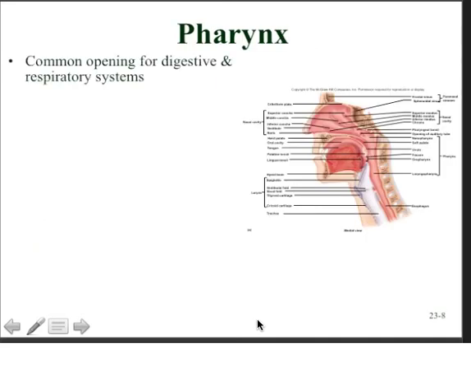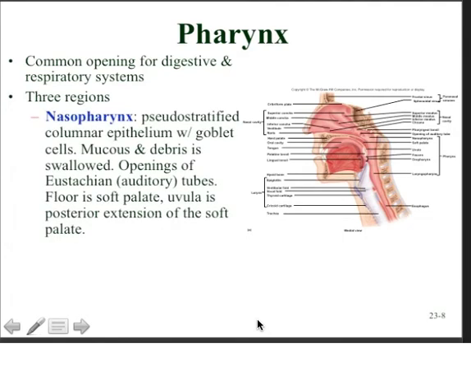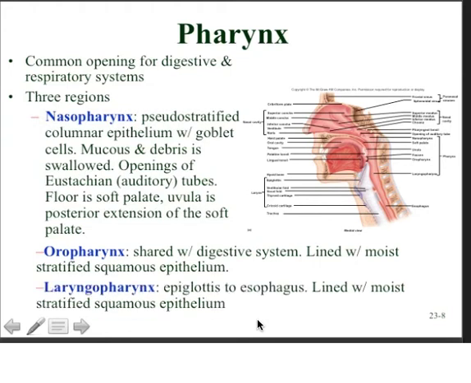Okay, the pharynx is a common opening for the digestive and respiratory systems, and it has three regions. The nasopharynx behind the nose is lined with pseudostratified columnar epithelium populated with goblet cells that produce mucus and trap debris. It also contains the opening of the eustachian tube, which connects the middle ear to the pharynx. The floor is the soft palate. The uvula is the posterior extension of this. The oropharynx lies behind the mouth, and it's shared with the GI tract and lined with moist stratified squamous epithelium. And the laryngopharynx runs from behind the epiglottis down to the esophagus, and it's lined with moist stratified squamous epithelium as well.